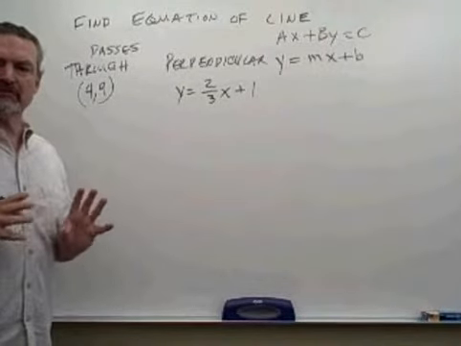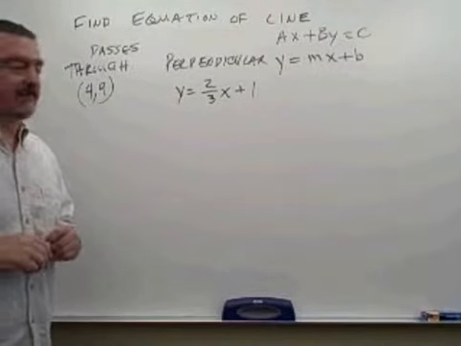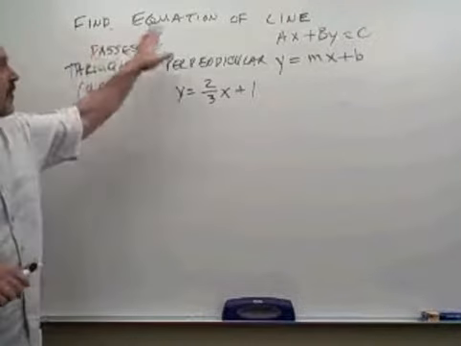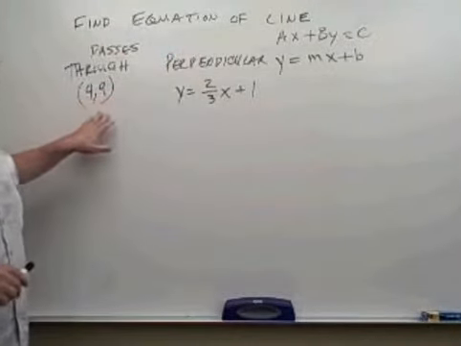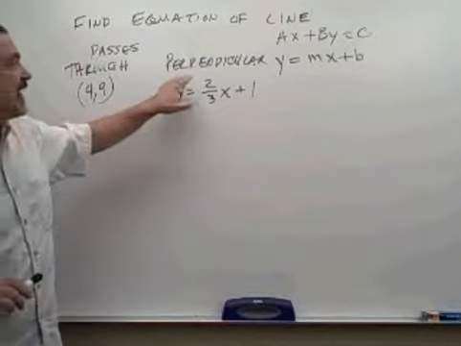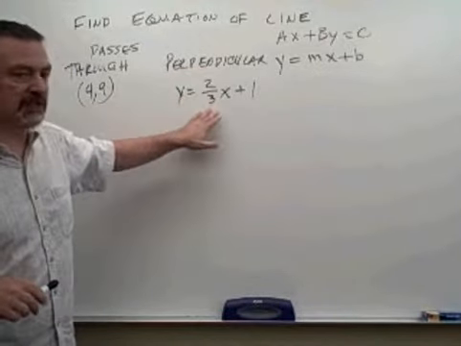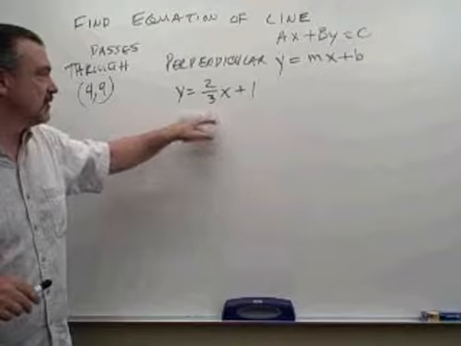Here's one more example of finding the equation of a line. In this case, we want the equation of the line that passes through the point (4, 9) and is perpendicular to the line defined by this equation.